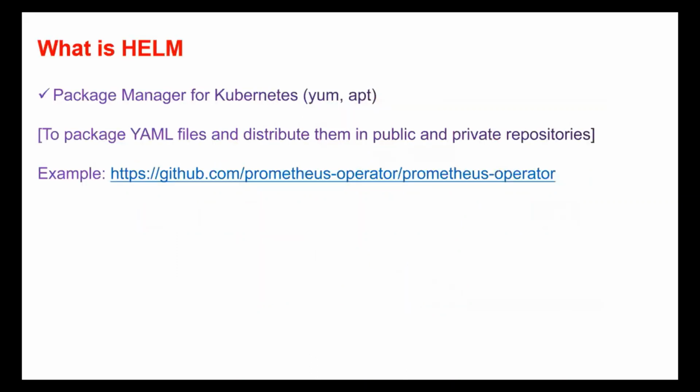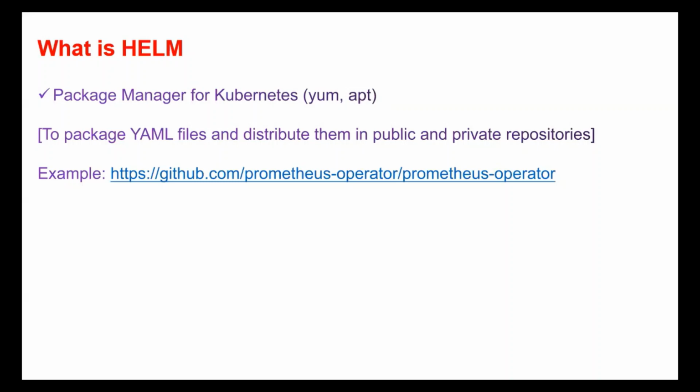So what do you mean by Helm? Helm is actually a package manager for Kubernetes. Just like we have the package managers for our Linux operating systems. So we have yum for Red Hat Linux. Similarly, we have apt for Ubuntu Linux, etc. Right? So in a similar way, Helm is a package manager for Kubernetes. So if you want to install any packages on the Kubernetes cluster, we can use the Helm charts.